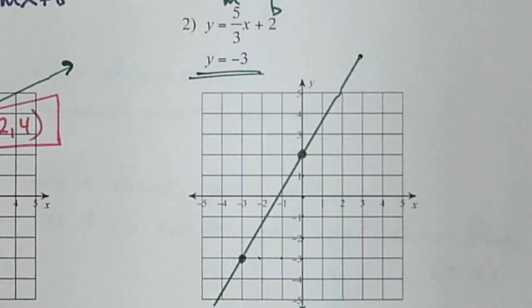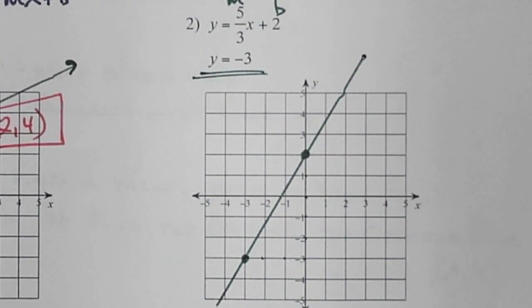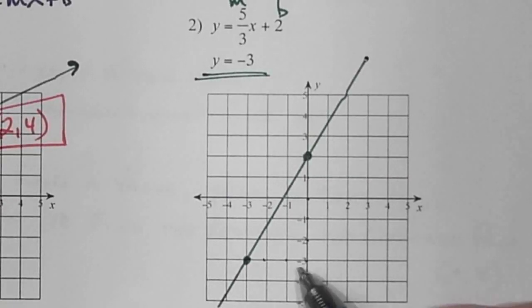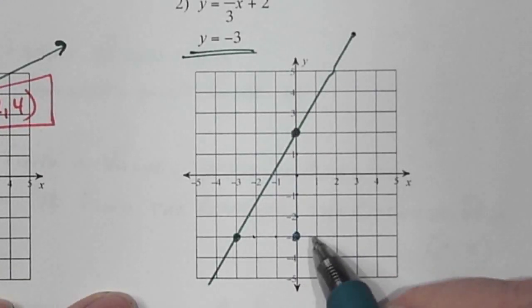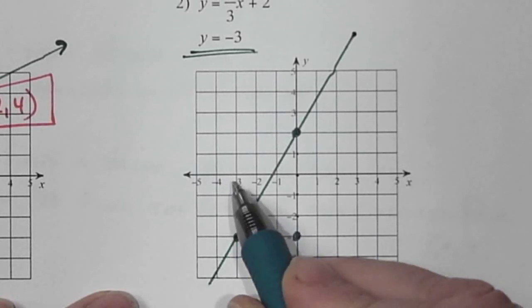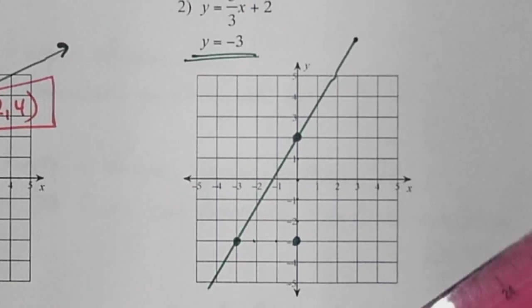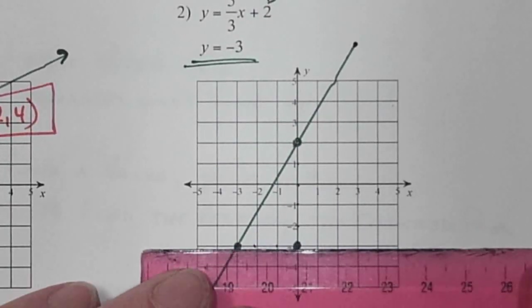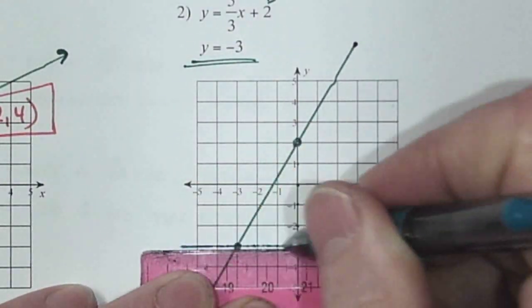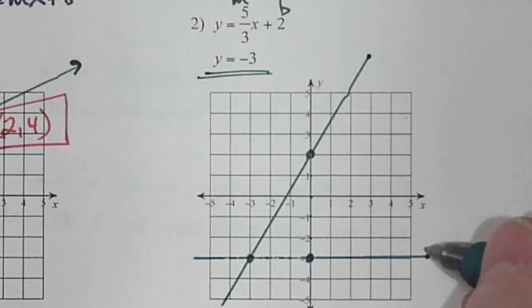But what is this right here? Well, where's y equals -3? It's over here. x is -3 there, y is -3 here. That's the dot I have. So now I get a line going across.